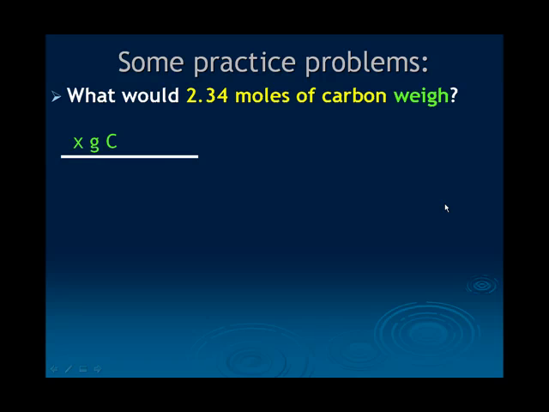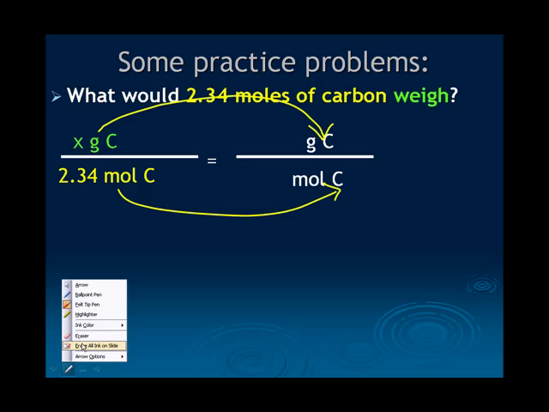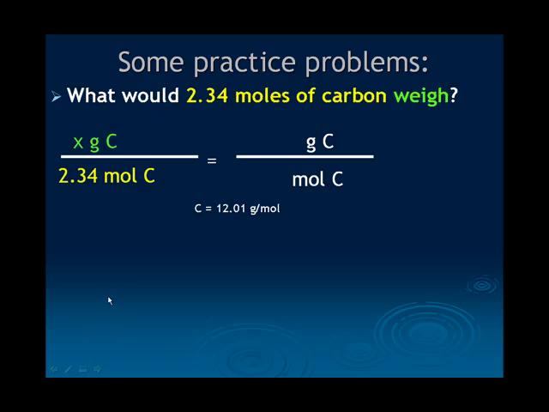Alright, what we're looking for, we are looking for grams of carbon. We put it over what we're given, which is 2.34. Now, slightly different this time. We've got grams. That means over here on top should be grams, and on the bottom should be moles. So that's how I'm going to set that up. You're still going to get the molar mass. Okay, the molar mass of carbon is 12.01 grams per mole.